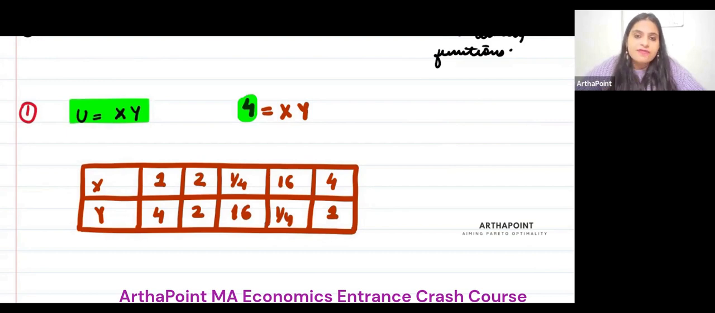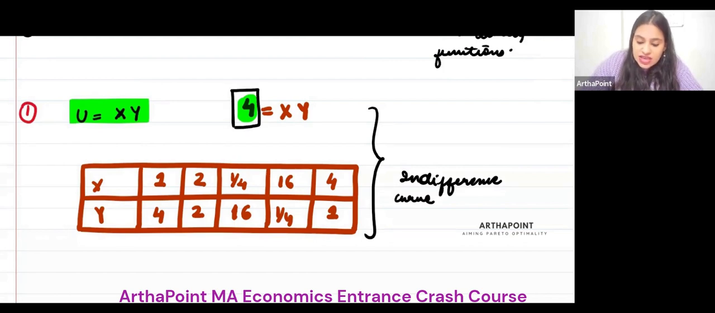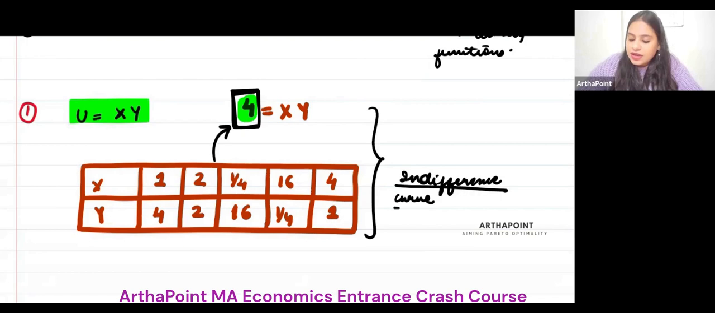Now, these are bundles. They are telling me different combinations of the two goods. So when I plot these different bundles together, what will I achieve? I will achieve something which is known as an indifference curve. An indifference curve will be a combination of the two goods, x and y, such that it gives me the same level of utility. It gives me the utility of 4. All combinations of x and y fetching me utility of 4 will become my indifference curve.